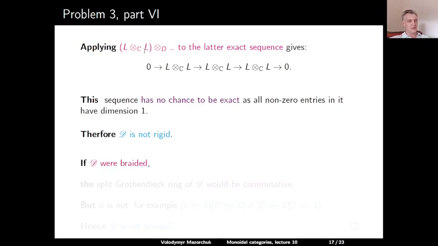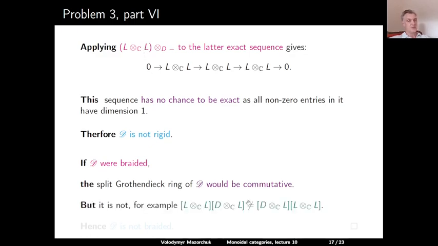Finally, what about braiding? If the category Carly D were braided, then the split Grothendieck ring of Carly D would be commutative. But it is not commutative. For example, if we multiply L tensor L with D tensor L, we will get L tensor L. If we multiply D tensor L with L tensor L, we get D tensor L. These are two different, non-isomorphic objects in our category. So the Grothendieck ring is not commutative, and hence our category cannot be braided.